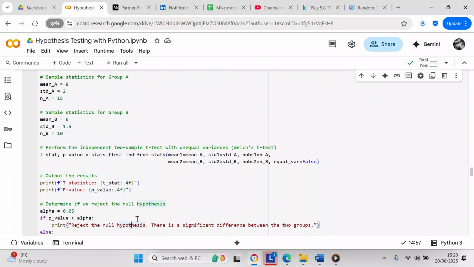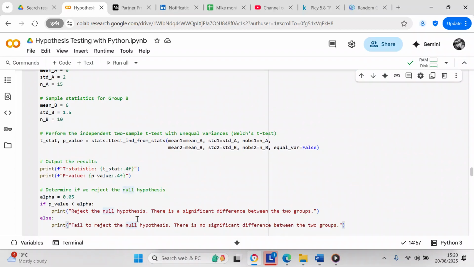We're going to determine whether we're going to reject or fail to reject the null hypothesis. Alpha is your significance level, and it's 0.05. If the p-value is less than alpha, you're going to reject the null hypothesis because there is a significant difference between the two groups. Else, if the p-value is greater than alpha, or greater than 0.05, you're going to fail to reject the null hypothesis because there is no significant difference between the two groups.